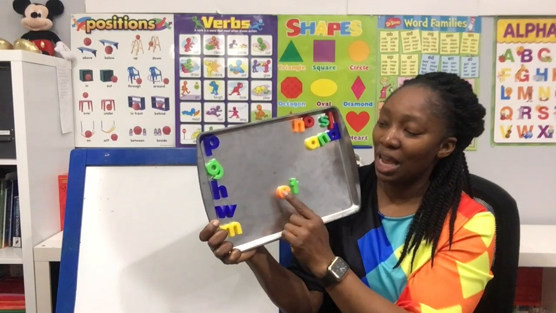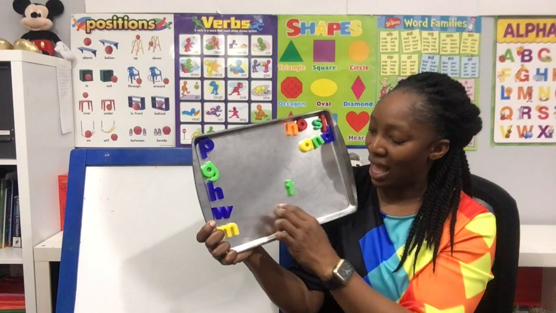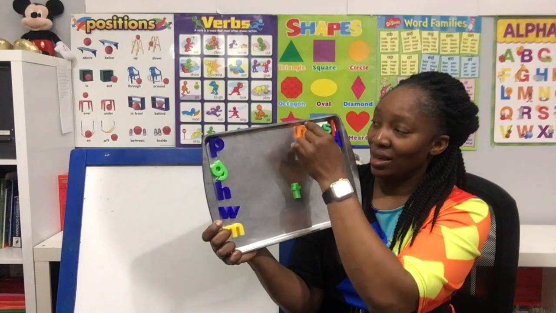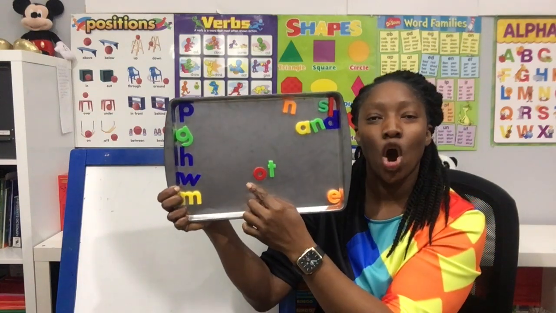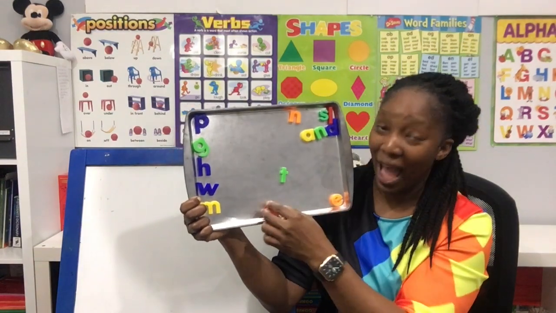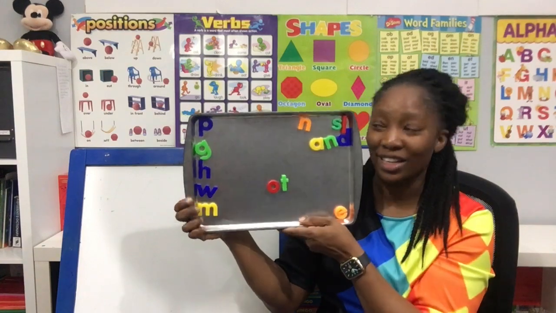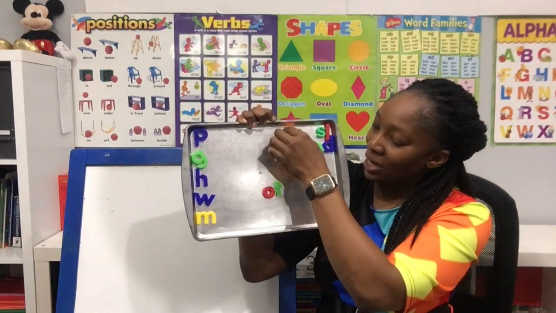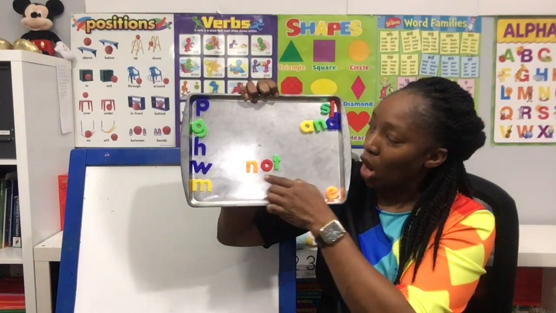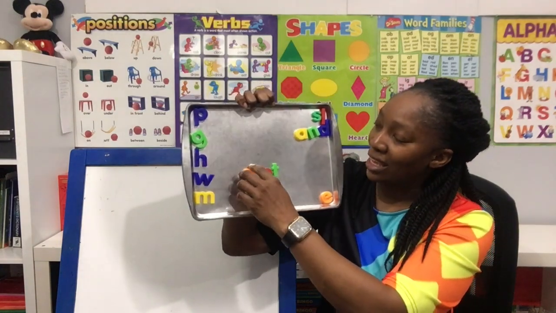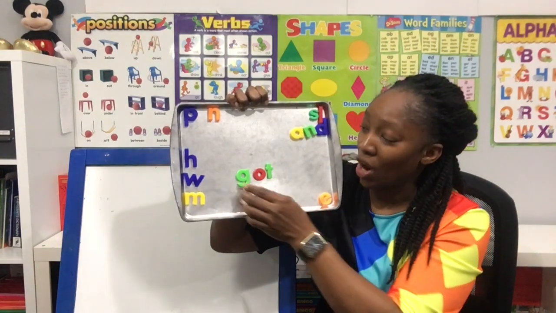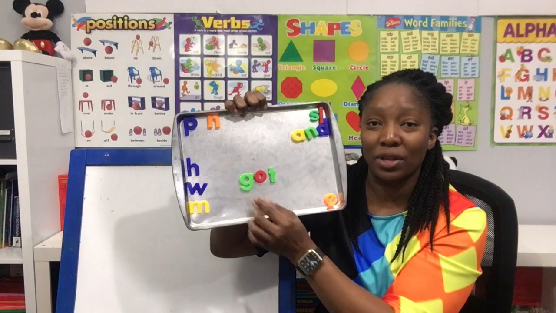Let's try something else. This time around, we're going to take our E away, our vowel sound, and we're going to put in an O. Now we have ought. We had et before, but now we have ought. Very good. So with ought, if I put in an N over there, what do I have now? Yes, not. And I can still bring back my G, and I have what? Got. I got a new bike for my birthday.